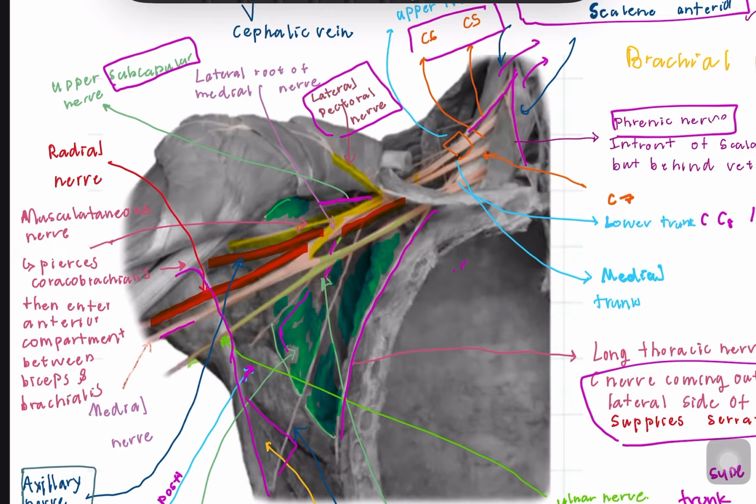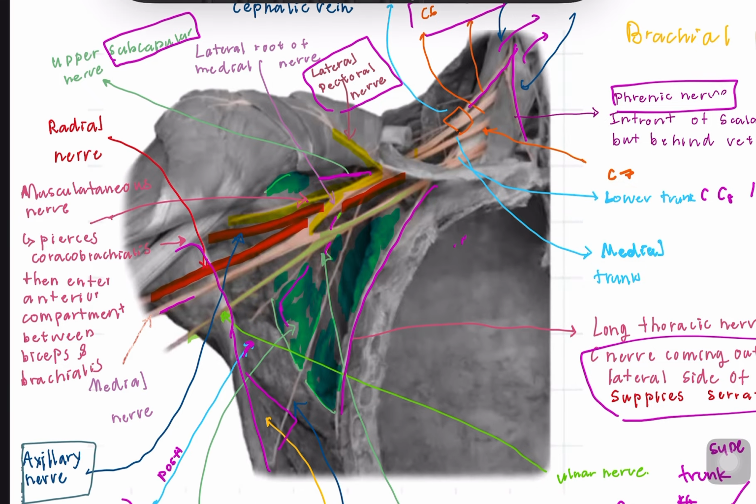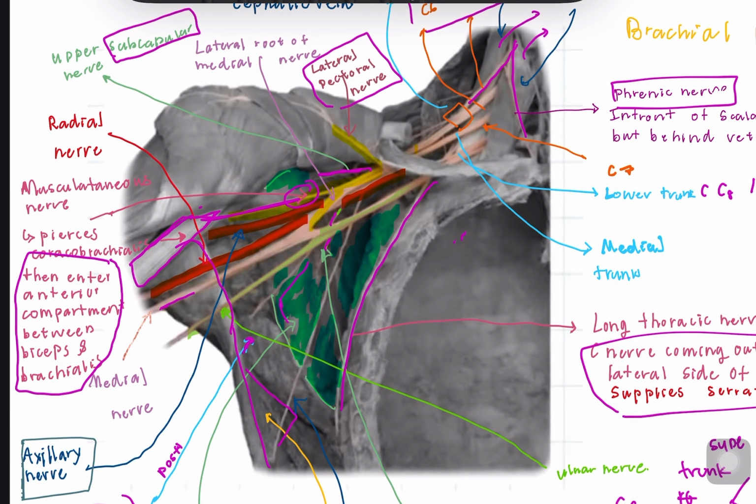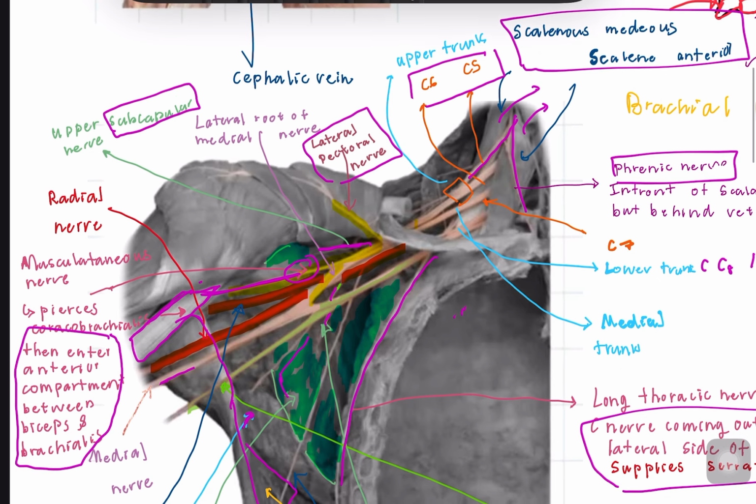And then the musculocutaneous nerve. This musculocutaneous nerve pierces the coracobrachialis. So the coracobrachialis muscle is this. The origin is from the coracoid process. And then this musculocutaneous nerve enters the anterior compartment between the biceps and brachialis.